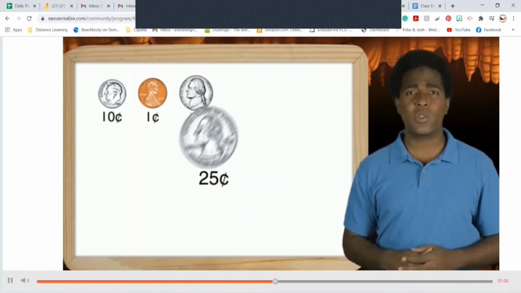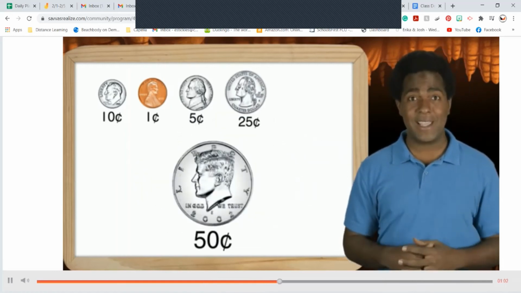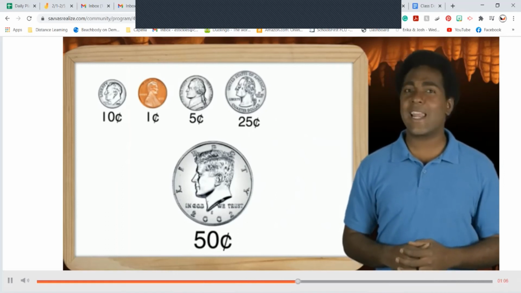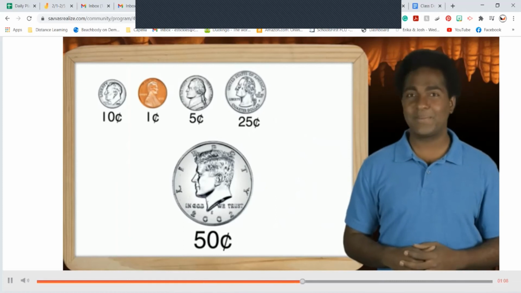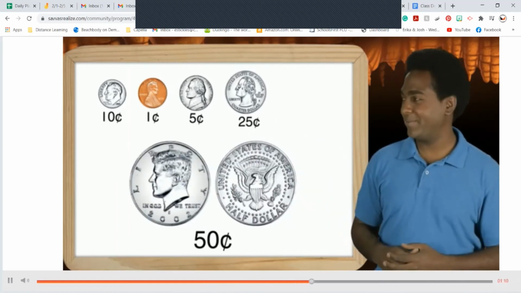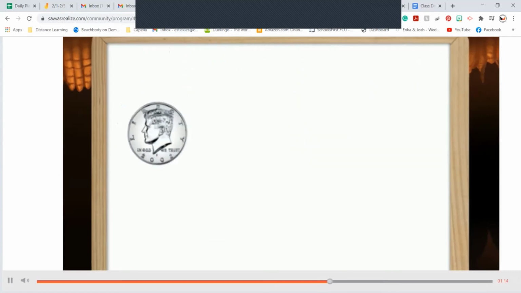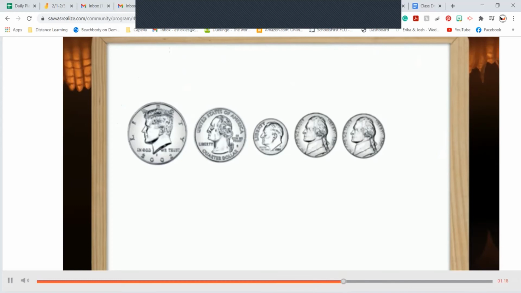The half dollar is worth a whopping 50 cents. It is big, bigger than even the quarter. Look at its heads. And here's its tails. So, if I have a half dollar, 1 quarter, 1 dime, 2 nickels, and 1 penny, how much money do I have altogether? Just count on to add it up.